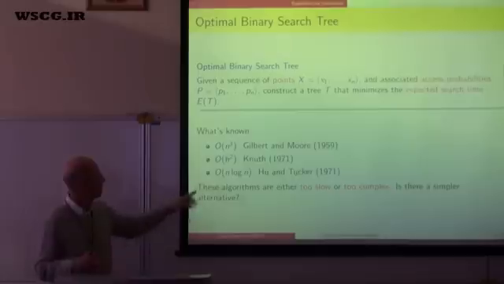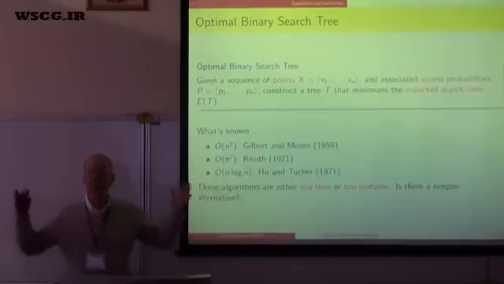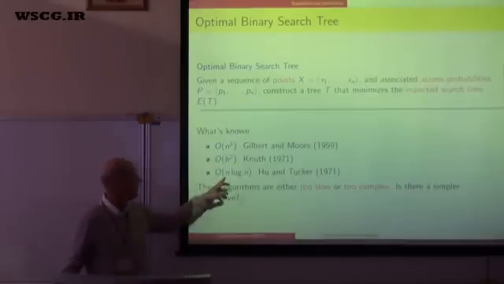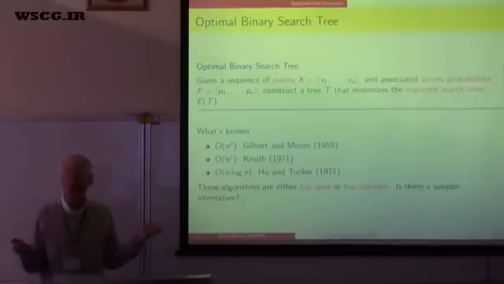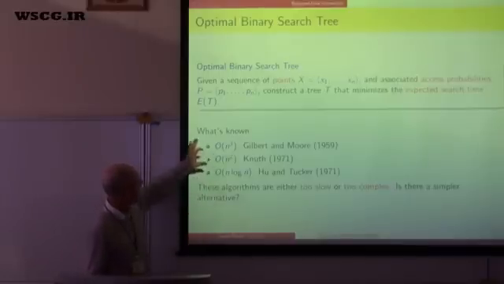Although in the dynamic program there are n squared different subproblems that have to be solved, Hu and Tucker were able to show that you don't have to actually generate all of those particular instances. You can build the tree more efficiently. The problem is that these algorithms for very, very large values of n are going to be too slow.